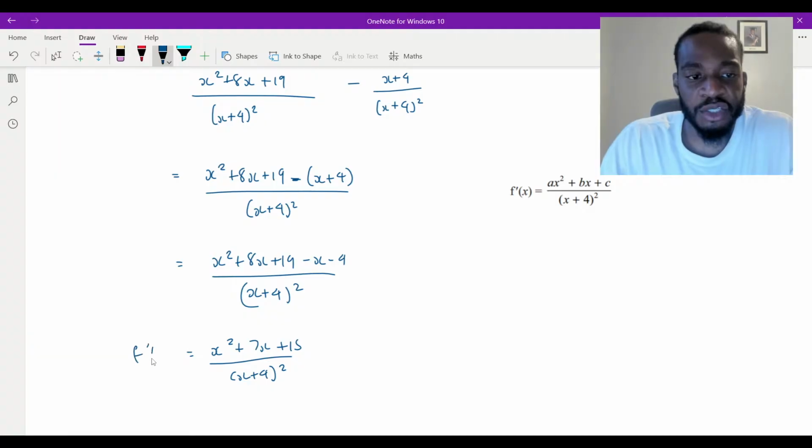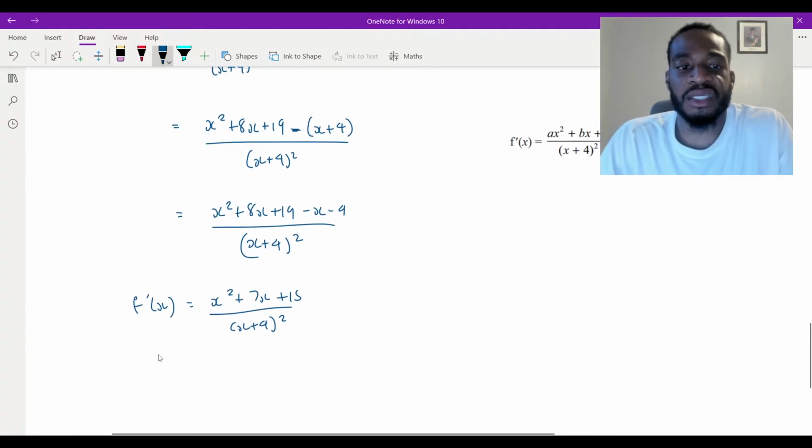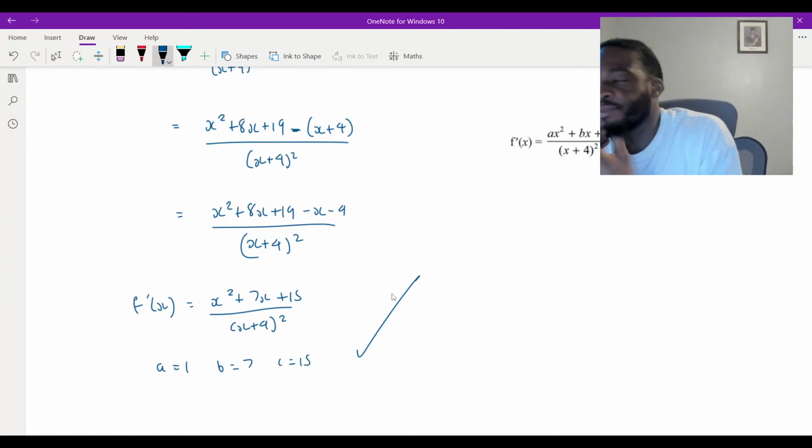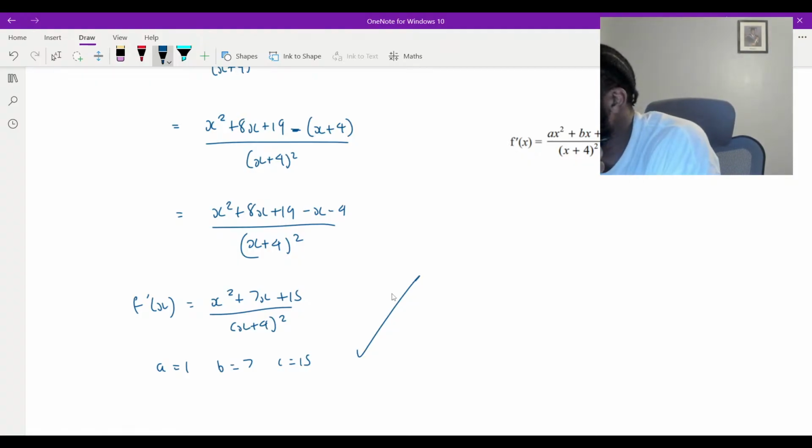And that is going to be f dash of x, right? So your a, b, and c, a is going to equal 1, b is going to equal 7, and c is going to equal 15. And that is part A or part B. Does that make sense, guys? We happy with that?